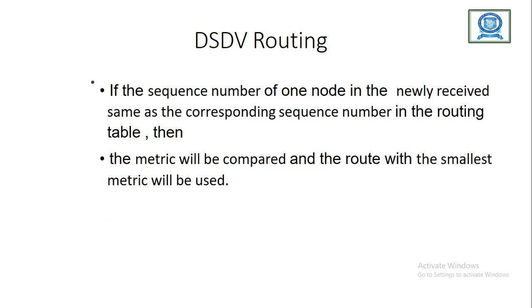And how does destination sequence distance vector work? If the sequence number of a node in the newly received advertisement is the same as the corresponding sequence number in the routing table, then the metrics will be compared and the route with the smallest metric will be used. We will explain with this example.